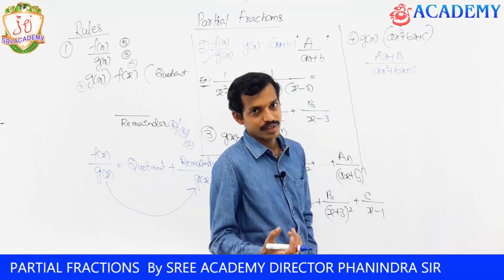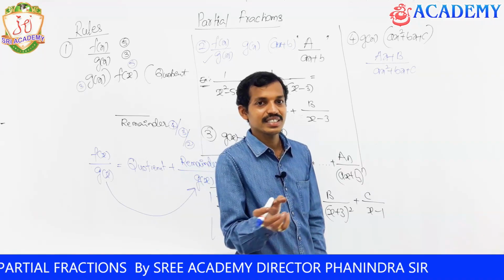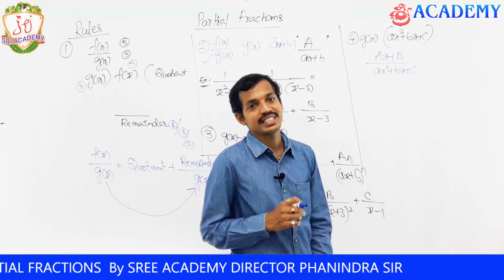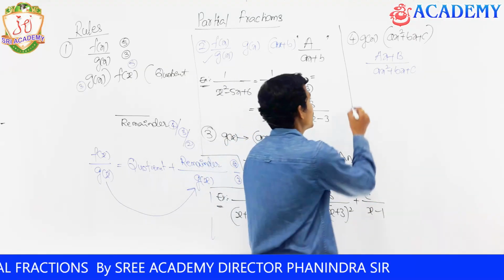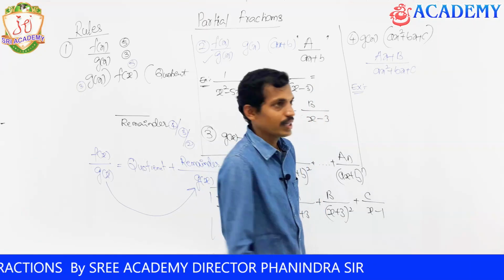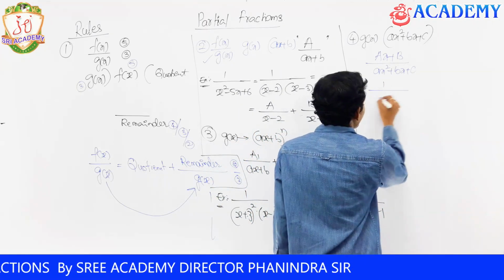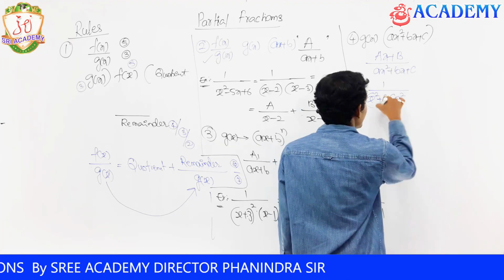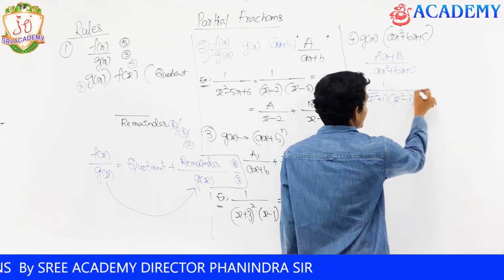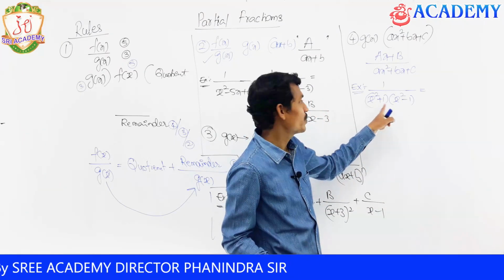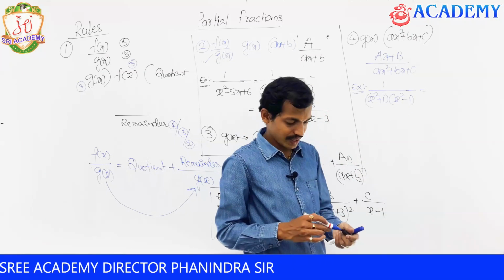It's a proper function and a quadratic factor as it is, but the numerator is a linear function of degree 1. So I will show an example: 1 divided by (x square minus 1) into (x square plus 1). x square plus 1 has no linear factors, x square minus 1 has linear factors.